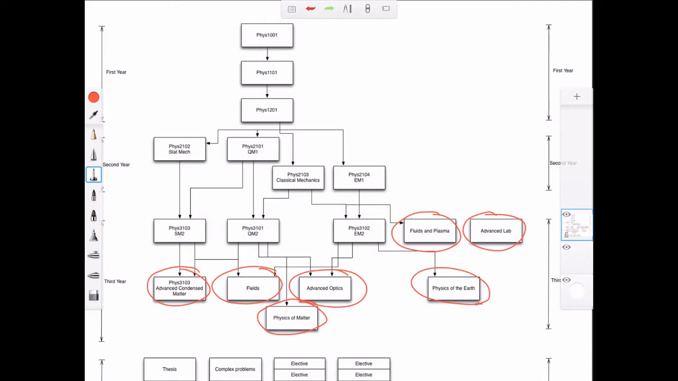Remember, all these third year courses are supposed to use classical, quantum, stat mech, and electromag, and actually apply them in various ways. And for most of these, this is quite natural, and indeed for physics of the earth and astrophysics, it should also be very natural and easy to do.